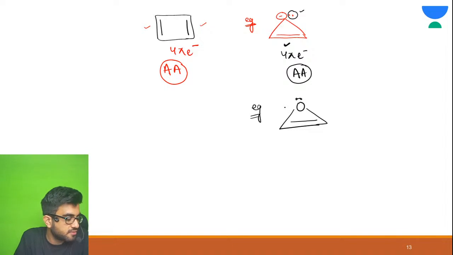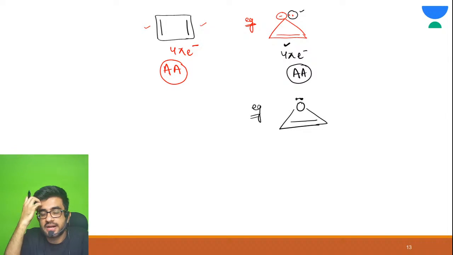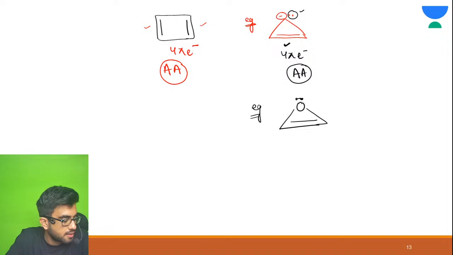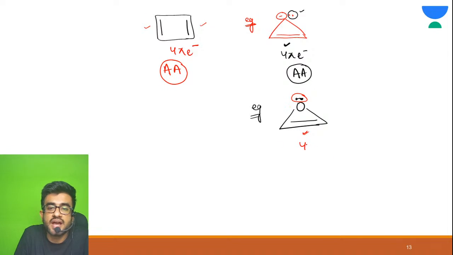Come on, tell me this. How many pi electrons does this have? See, this pi bond, yes, as well as this lone pair. So again it has 4 pi electrons.